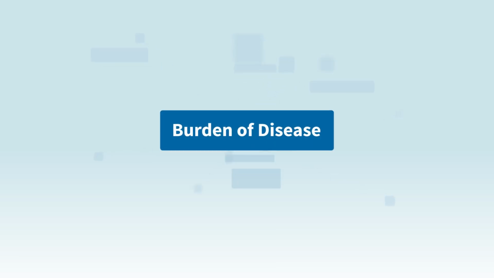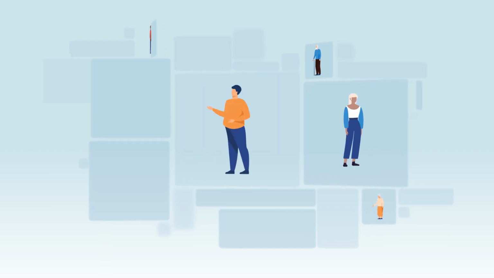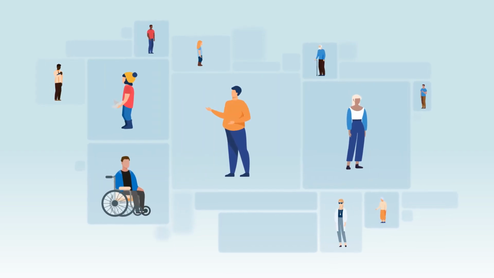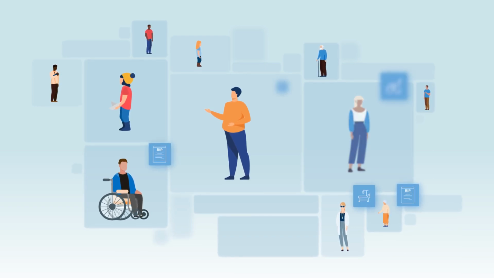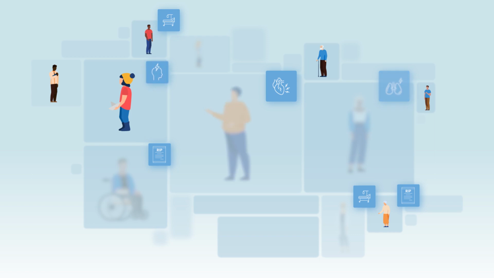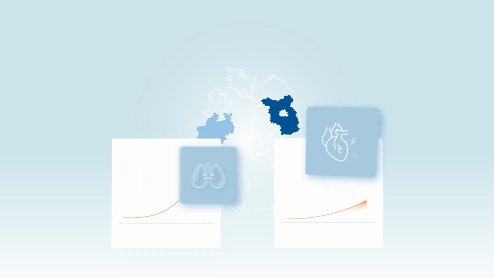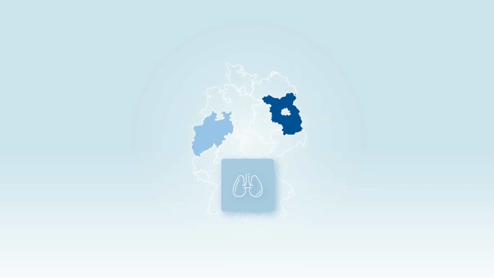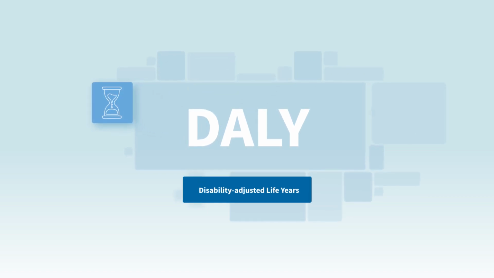Burden of disease is a concept that describes the health state of a population. It deals with the number of life years in Germany that are lost due to death, disease, and other health-related impairments. These indicators can be used to compare the impact of specific diseases on the health of a population, and to depict it for different regions.